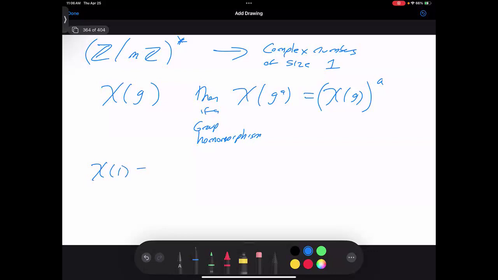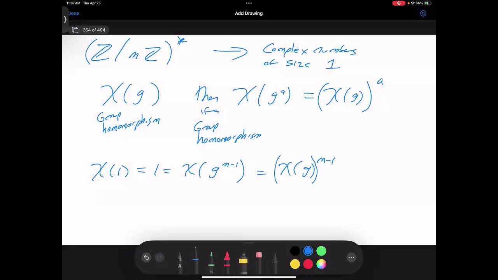What does chi of 1 have to equal? We have a group homomorphism. What does it have to do to the identity? This is a chance to review everything. Has to be the identity. So it's just 1. But I can also write 1 as G to the M minus 1. Chi is a group homomorphism. So chi of G to the M minus 1, that's just chi of 1.